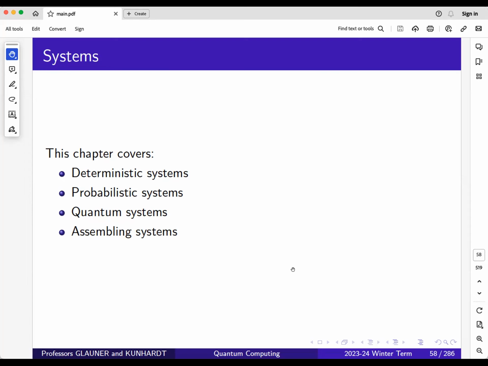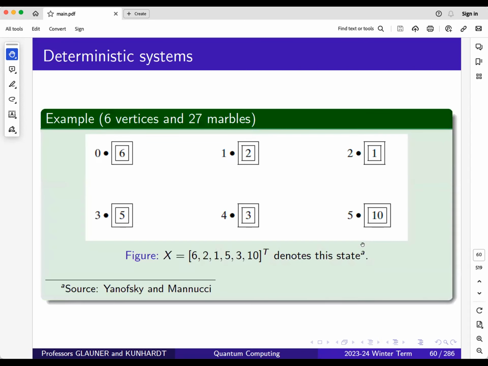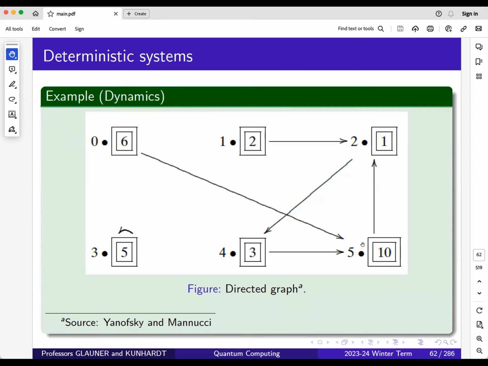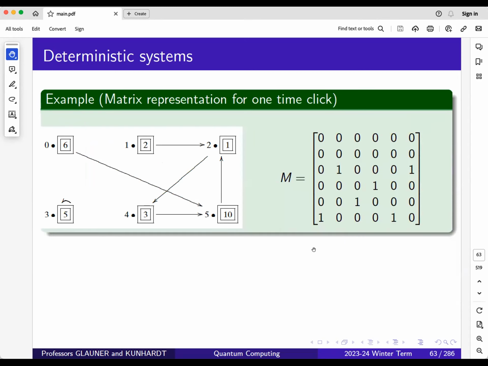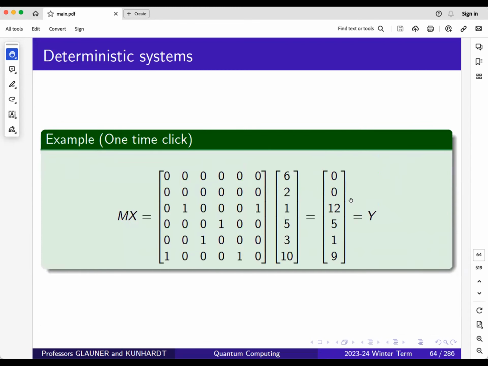the course. In my last lecture, we started with systems, and concretely, we looked at deterministic systems, probabilistic systems, and quantum systems. What we worked with are, we represent our system as a graph, and we have a concrete state in that system, and we also established transitions between the individual positions. We started with deterministic systems, where we move a certain number of marbles around. We looked at how we can do this with matrices, and we established that mechanism.